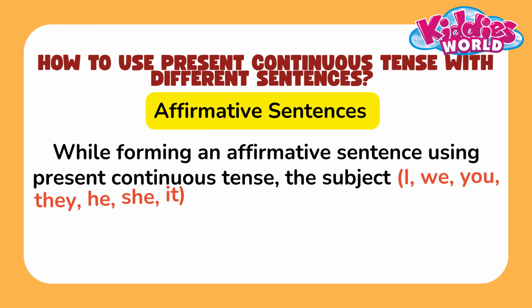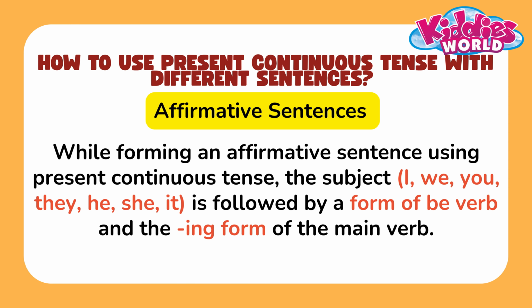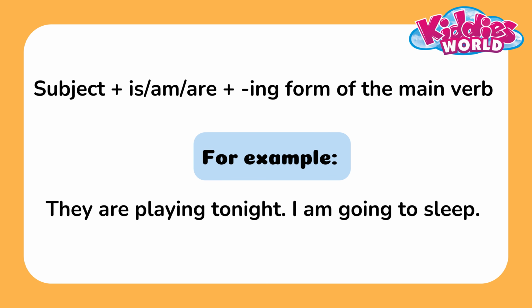Affirmative sentences. While forming an affirmative sentence using present continuous tense, the subject I, we, you, they, he, she, it is followed by a form of be verb and the ing form of the main verb. Check the form and example below.